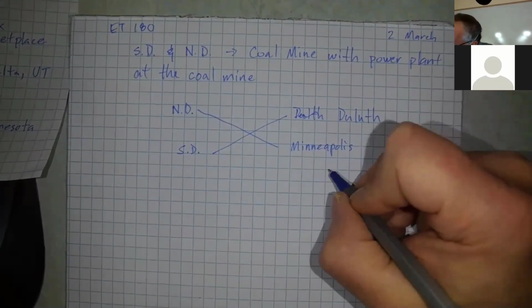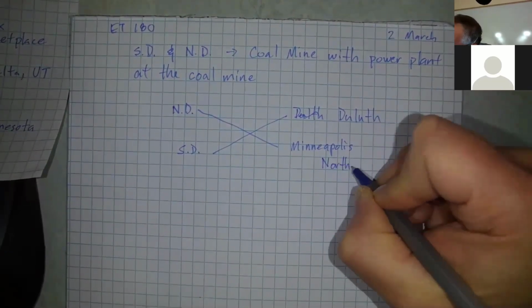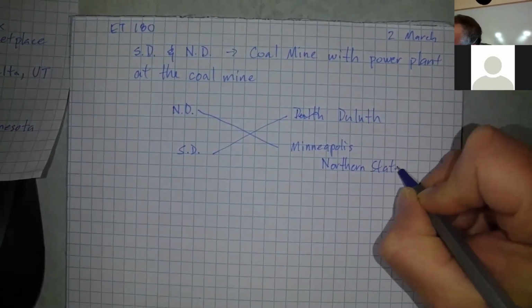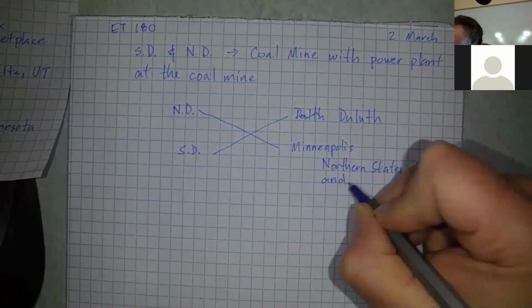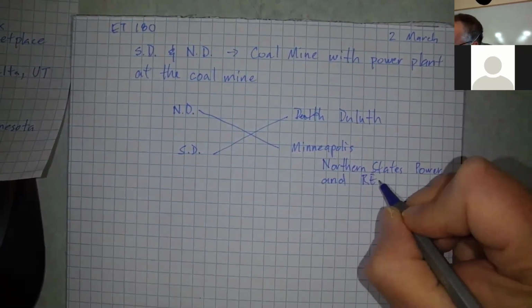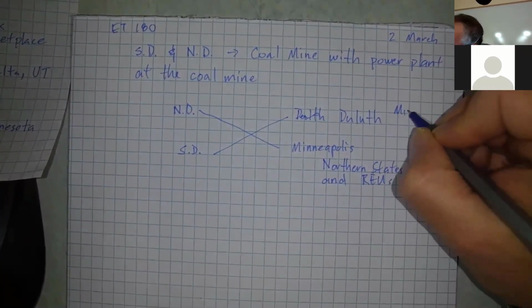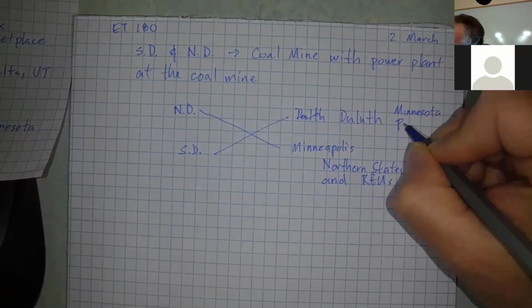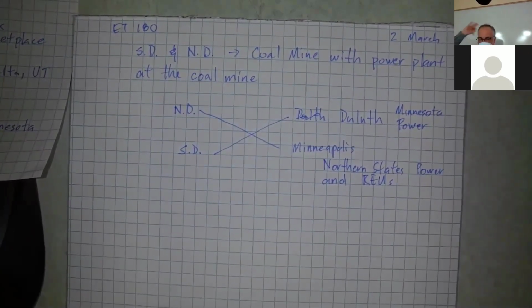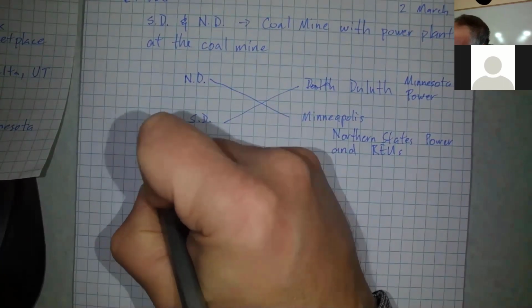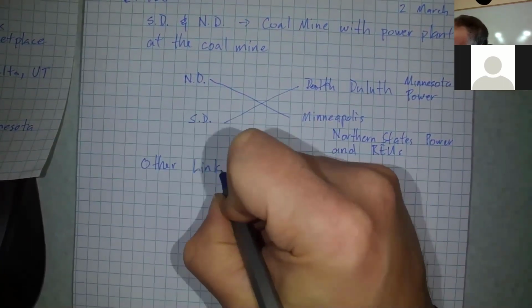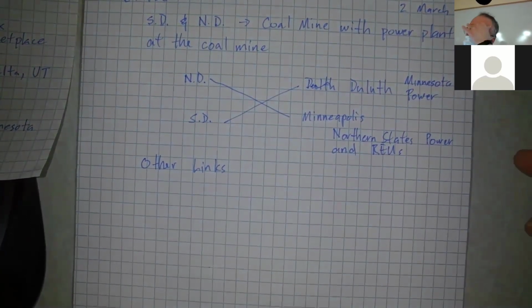Okay, so this was Northern States Power and Rural Electric Utilities. And Duluth was Minnesota Power. So as far as high voltage DC over long distances, those are the links that we have in the United States. Oh, I forgot the one near Boston.